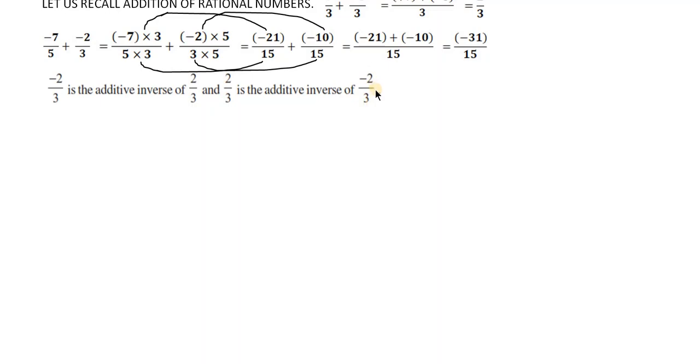So minus 2 by 3. When you add these two, what will you get? 2 by 3 added to minus 2 by 3, you will get 0, which is the additive identity element. Here also when you add these two, you get 0. So that is the concept of additive inverse.